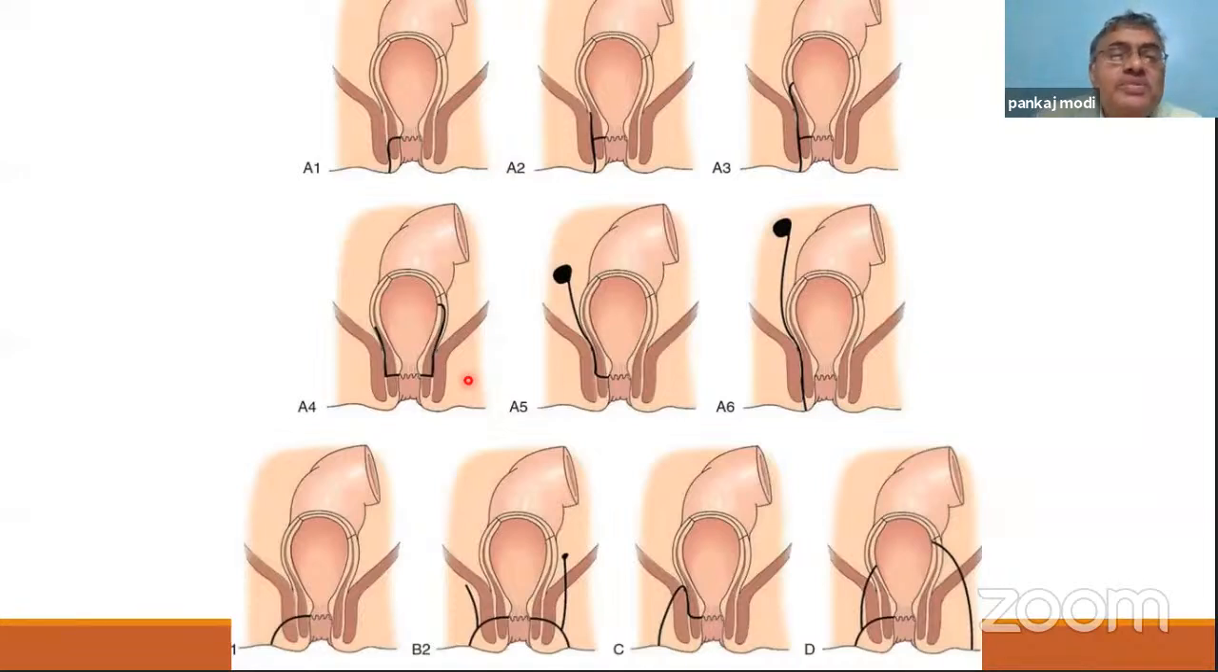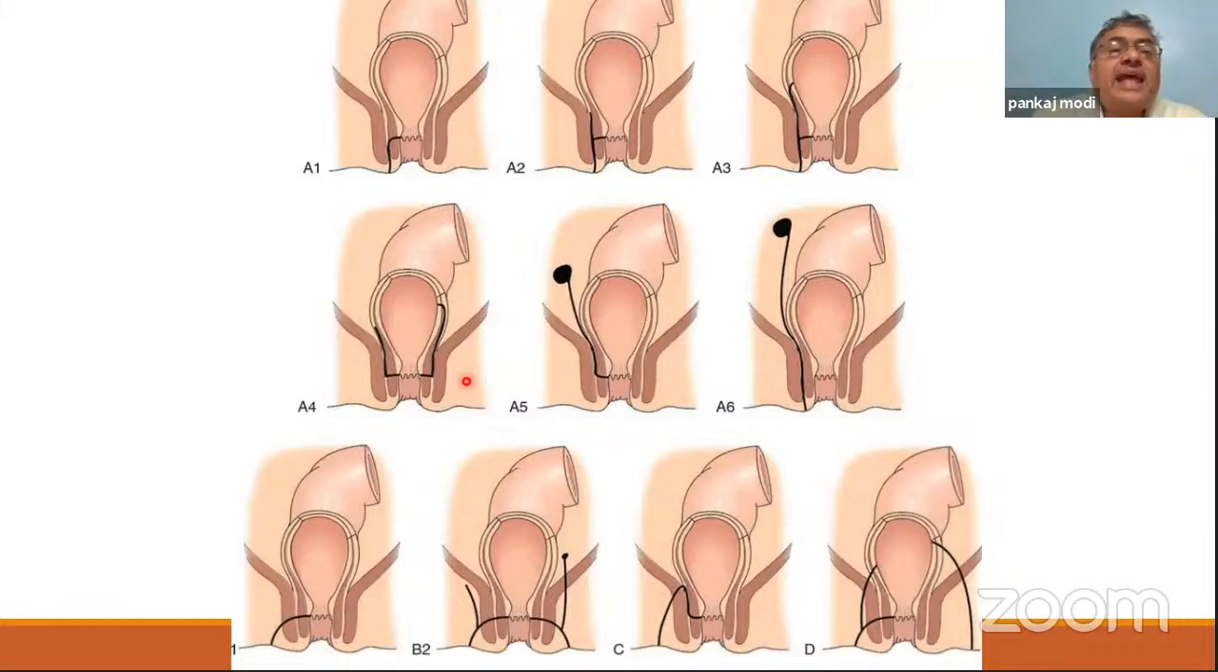Point here is that sometimes you can see the internal opening is near the dentate line. So it may also present with fissure and they are being treated as a fissure. So best ways to diagnose these patients are, apart from MRI? Ultrasound. We are talking of clinically just. Investigation, fine. Colonoscopy. No, in investigation.